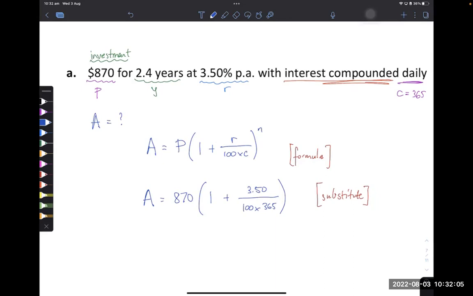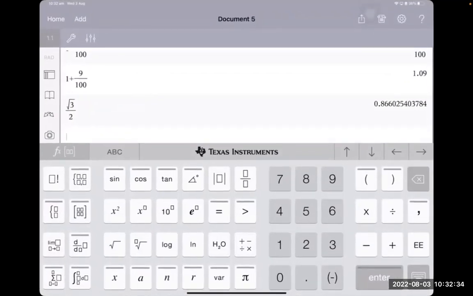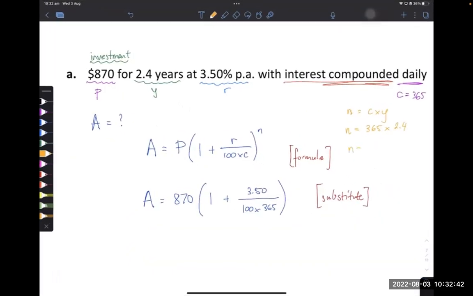First page, can everyone turn to your first page, please? If you've highlighted, it's in the little rectangle area. Yes? C times Y. Okay, so I might write a little extra note here. N is equal to C times Y. So what's our C? 365 times 2.4. If you go to your calculator, 365 times 2.4 is, okay, 876.